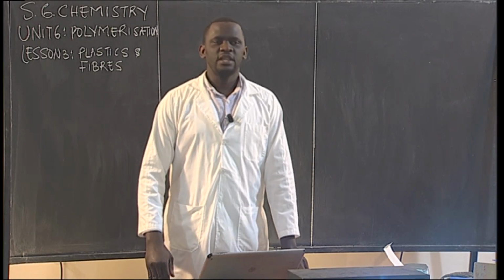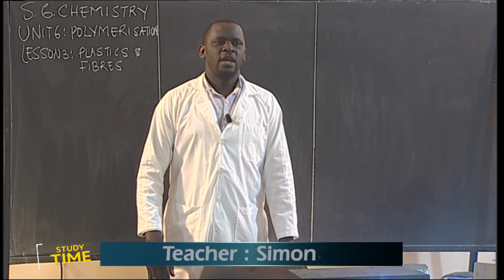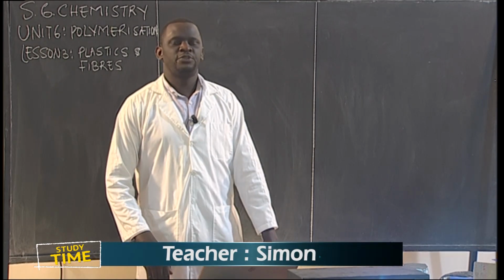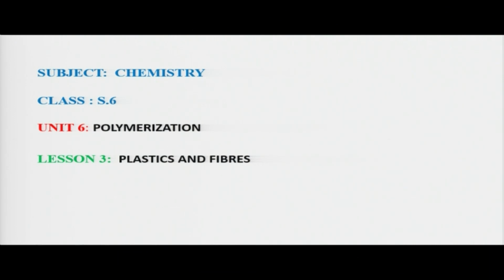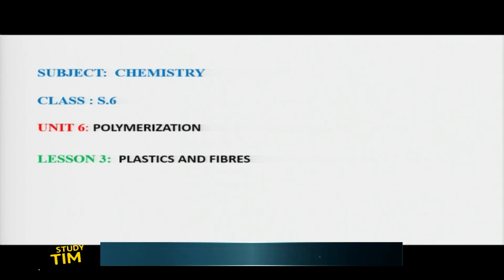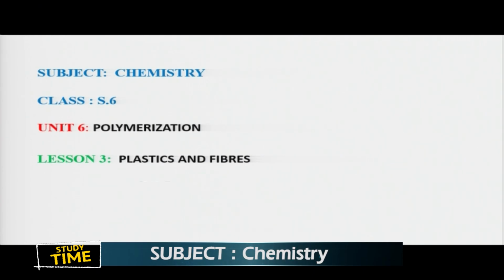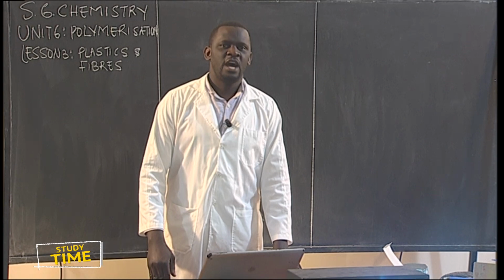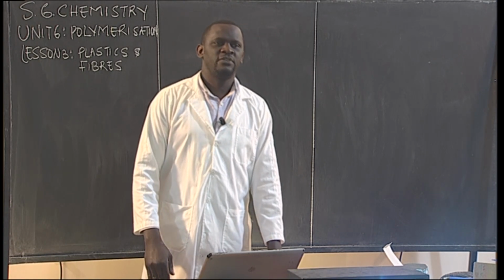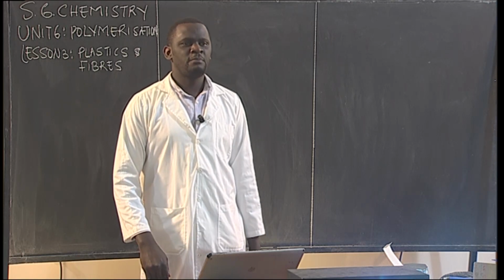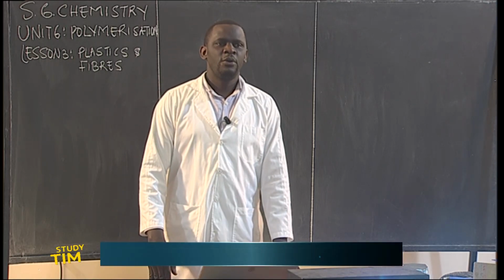Welcome. This is Mr. Simon, and we are here to change our world with chemistry. So today we are still talking about polymerization, and we are basically going to talk about plastics and fibers today. We talked about the different types of polymers and the different classifications of polymers, and we observed that these polymers can be classified in different ways. So today we are going to classify our polymers in terms of plastics or fibers.